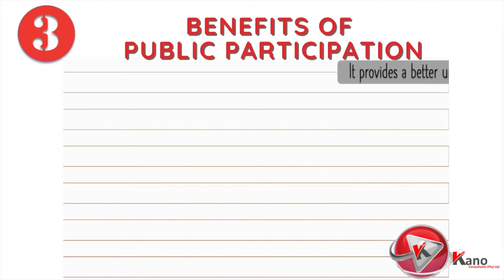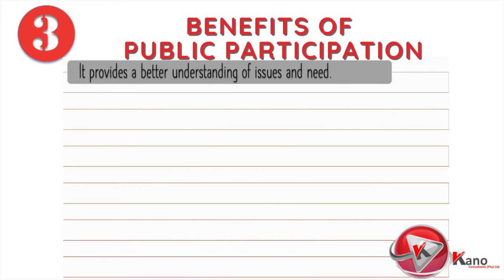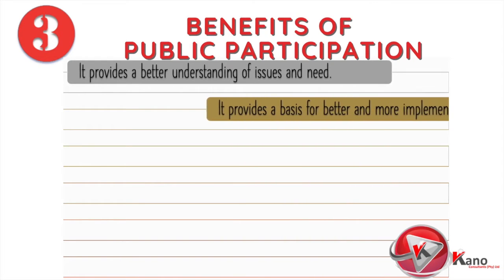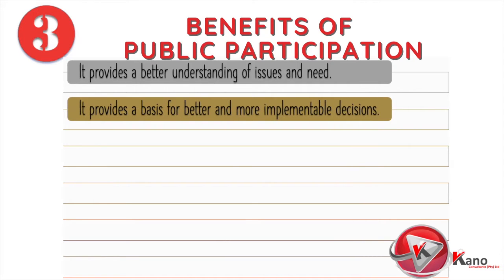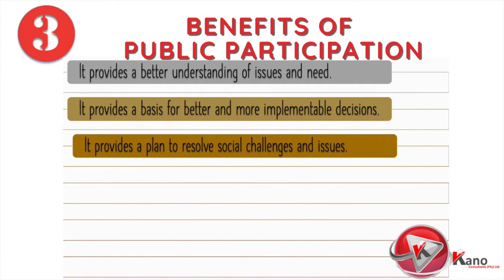Through this process, decision-makers within the government, as well as community leaders, are able to understand the needs of the members of the public, including the services required by that community. Decision-makers and community leaders will also make better and more easily implementable decisions that reflect the interest of the public. Long-standing social challenges and issues might also be resolved and overcome.